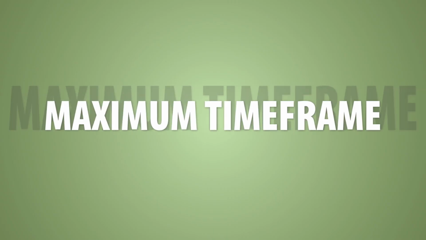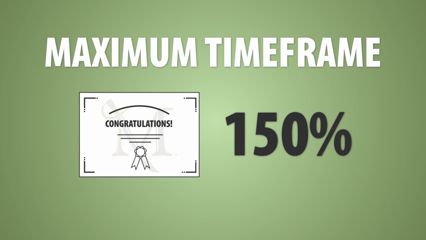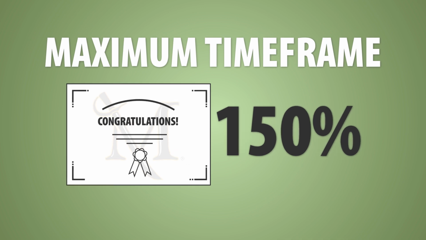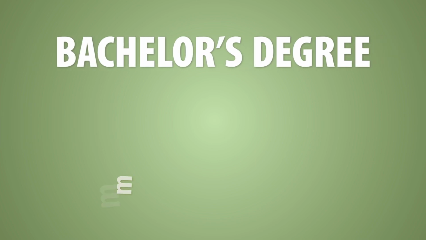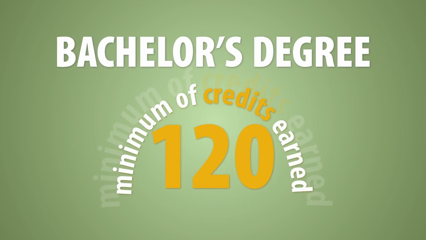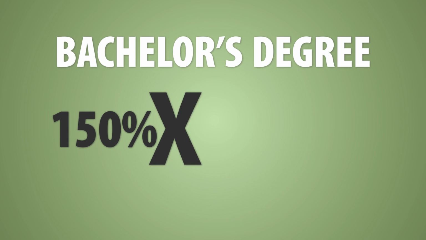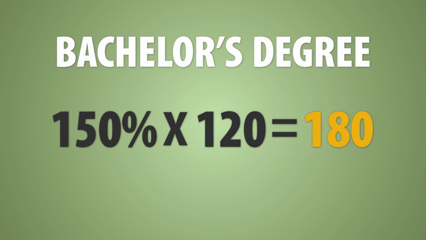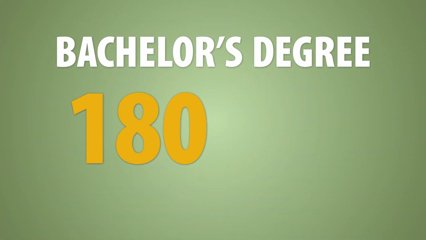Maximum time frame. Students must complete their program of study within 150% of the published program length. For example, a bachelor's degree requires a minimum of 120 credits earned. 150% of 120 equals 180. This means a student attempting to earn a bachelor's degree can receive aid up to 180 credits attempted.